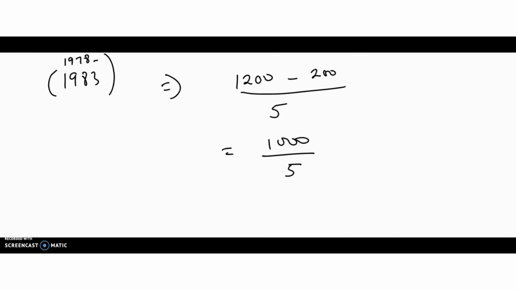The average annual increase: for the year 1983 was in fact 1,200 solar water heaters sold. For the year 1978 was in fact 200, all over a 5-year period. So that's 1,000 divided by 5, which is in fact 200 water heaters sold on average per year. So keep that in mind for me, please. And I apologize for the untidy handwriting.